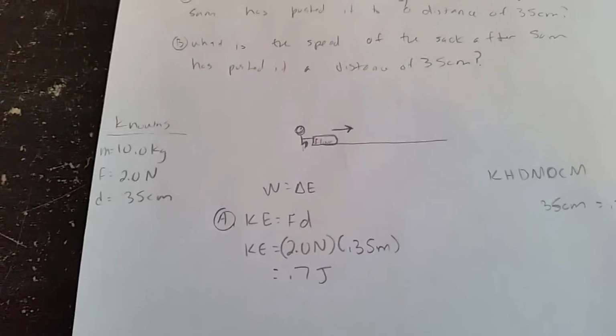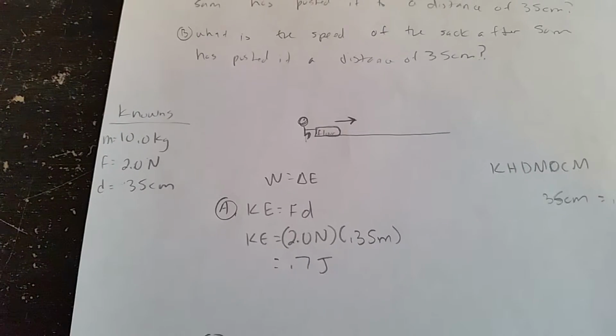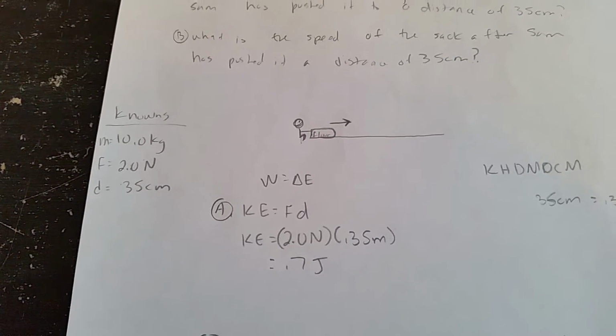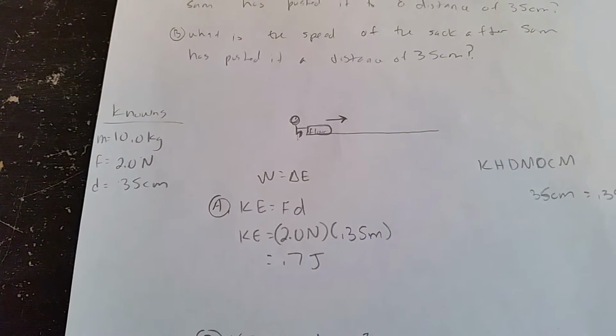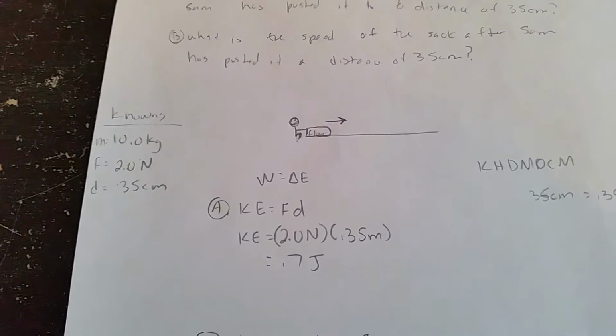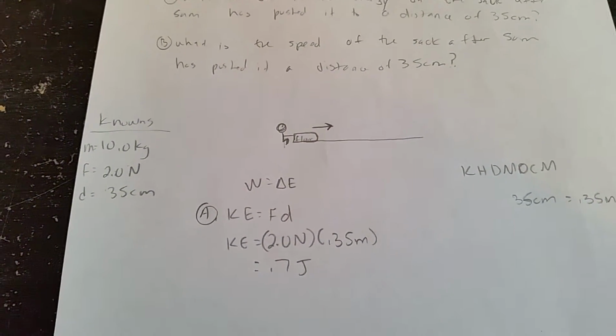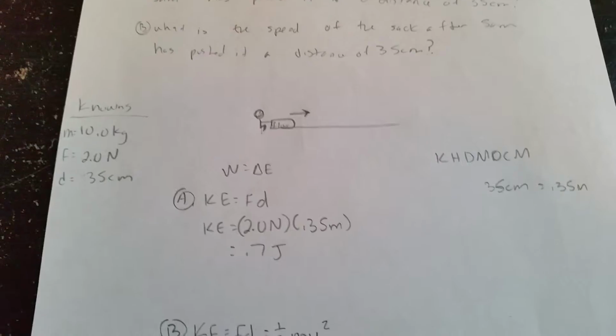So I have my known values here, and I have my picture of Sam pushing the flour bag across the surface. Mass of the flour is 10 kilograms. The force he's putting on it is 2.0 newtons, and the distance is 35 centimeters.